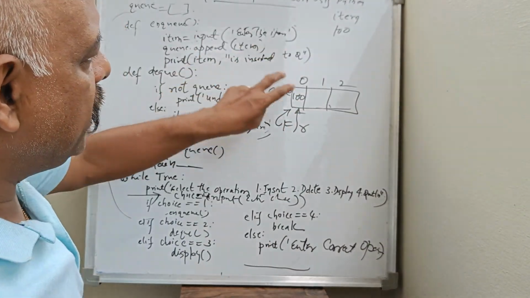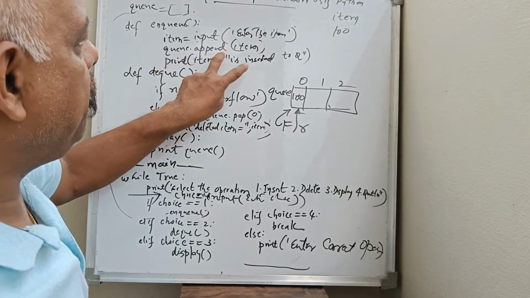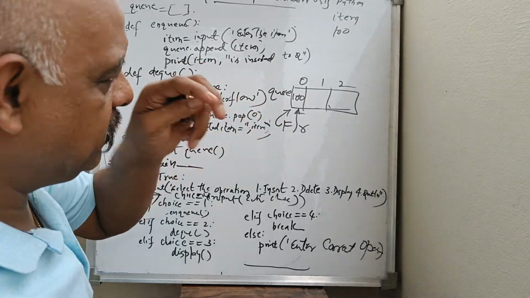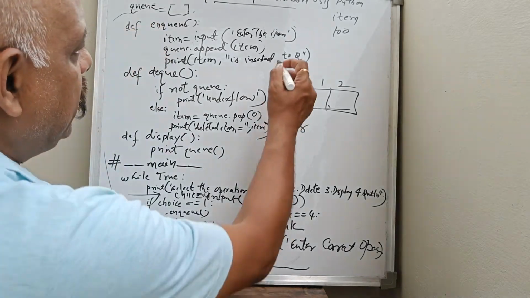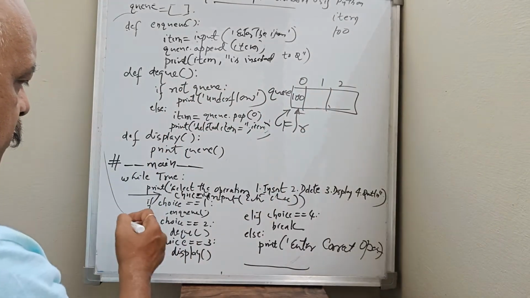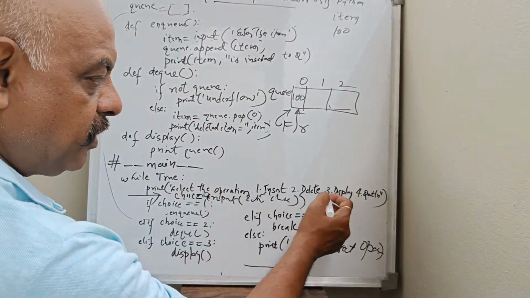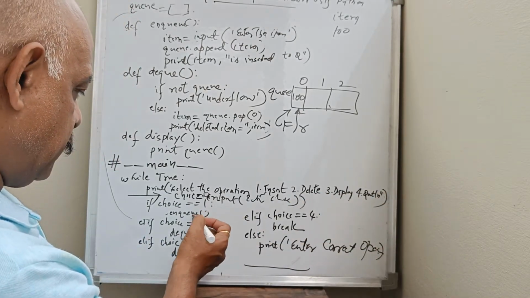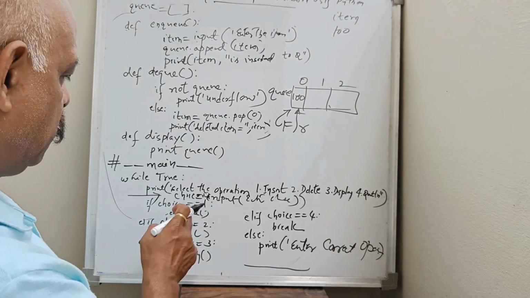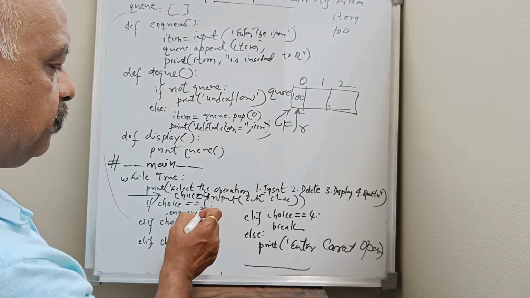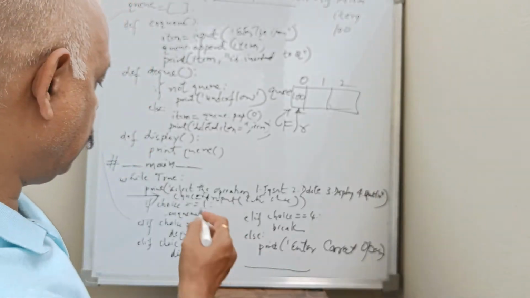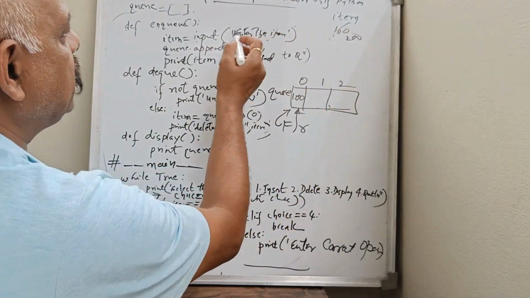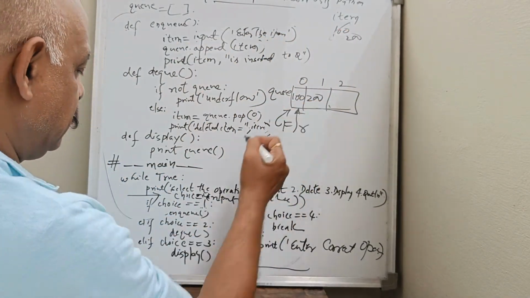Just understand now, the item is inserted with the help of the append method. Print "item is inserted". What is the item? The item is 100, and we display that. Once this is done, control transfers back to the while loop, which again prompts 4 options. If I type choice 1 again, enqueue goes there, enter the item. For example, if I enter 200, 200 will be added.